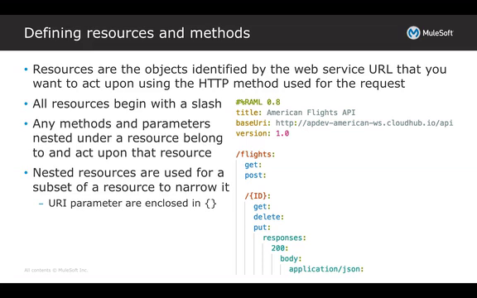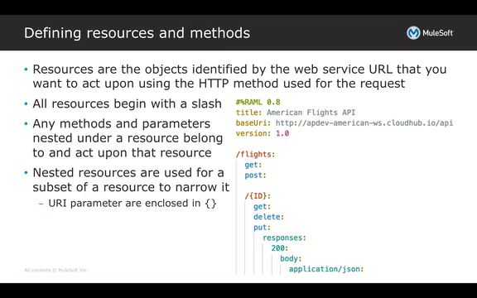So how does one define resources and methods in RAML? Well, as we had mentioned in an earlier module, resources are the objects identified by the web service URL that you want to act upon using the HTTP method used for the request. All resources are going to begin with a slash in RAML, as you can see on the right, the flights resource. Any methods and parameters nested under a resource belong to and act upon that resource. That's where the indentation comes in. So the get and post you see at the beginning of the RAML definition on the right apply to flights.